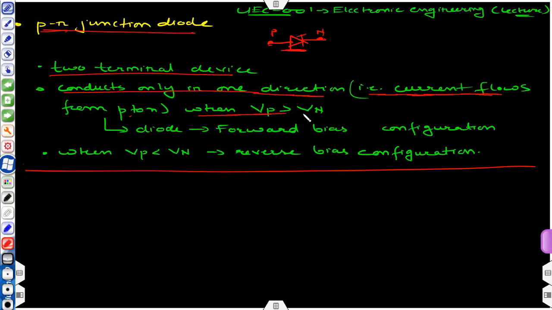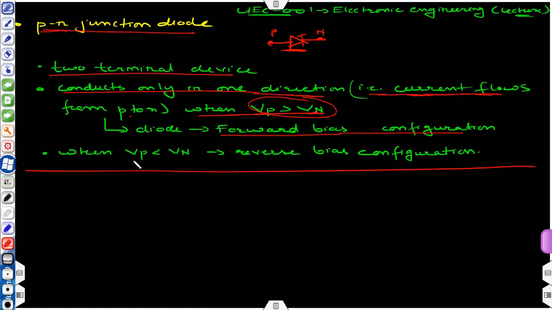It will conduct when the relative voltage at the P terminal is greater than the relative voltage at the N terminal. So Vp should be greater than Vn. Whenever this is the case, we say that the diode is in forward bias configuration. And when Vp is less than or equal to Vn, we say that the diode is in reverse bias configuration. So overall, the PN junction diode only conducts when it is in forward bias configuration.